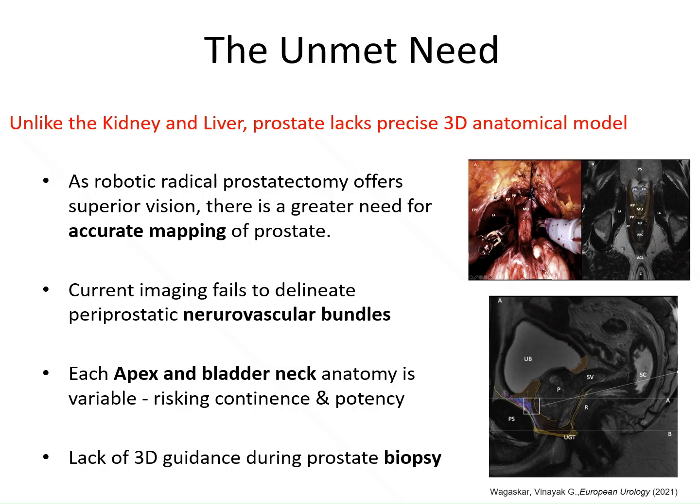To begin with, the understanding of the unmet need: unlike the kidney and liver, the prostate lacks a precise 3D anatomical model. In robotic prostatectomy, our vision has improved tremendously, yet one limitation still remains. We cannot see periprostatic nerve fibers. Apex anatomy and bladder anatomy are especially variable, often leading to functional compromise. There is also no true 3D anatomical understanding during biopsy or surgical teaching. This is a gap we set out to address.